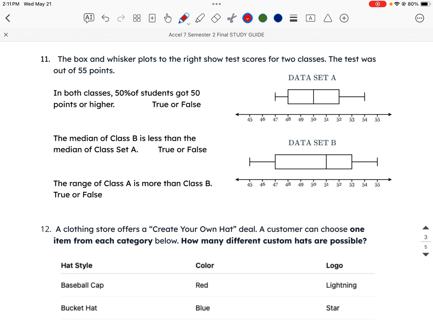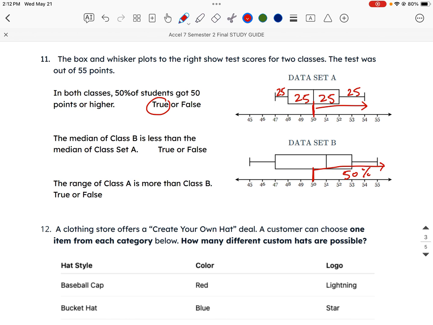Well, remember that each part of a box and whisker plot represents 25%, right? So let's take a look on if that's true. 50 or higher, that one's true, 50%. And then 50 or higher, 50%. Yeah, I would say 50% of students got 50 points or higher. That's true. I mean, more than 50% here, but yeah, I would say that's true. We could see that at least 50% got 50 points or higher.